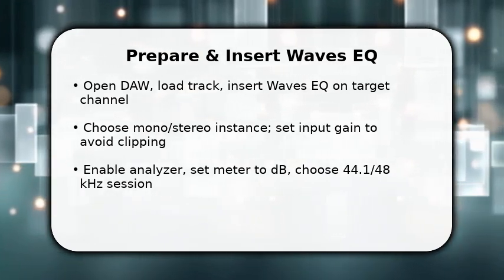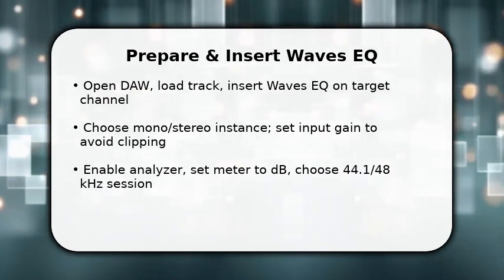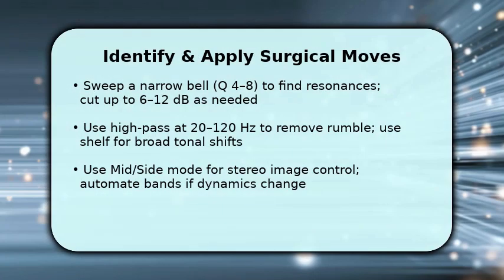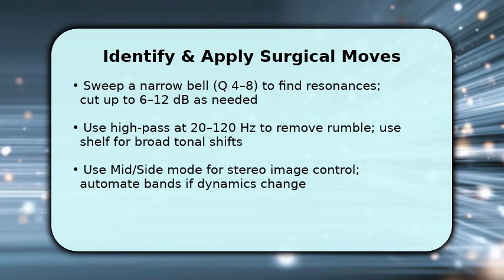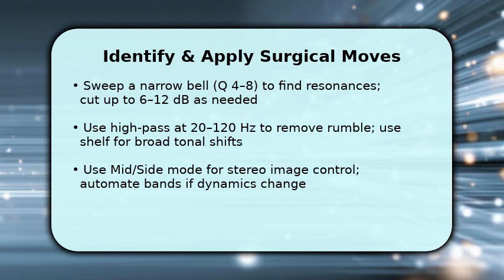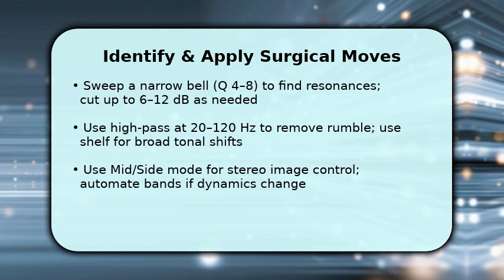While the analyzer runs, play representative audio at mix level. This gives you meaningful data, so your first corrective steps target real issues. You now identify offending frequencies with a narrow bell filter. Boost while sweeping to pinpoint harshness, then flip to cut. This surgical approach removes problems without ruining tone.